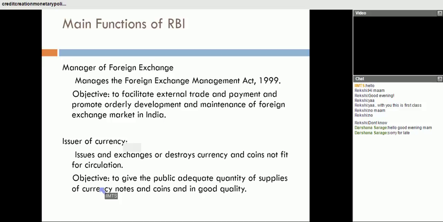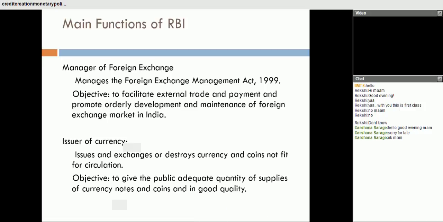So today we are discussing credit creation and the monetary policy of the banks. Credit creation is a very important function of the banking system. So what is the objective? To give the public an adequate quantity of supplies of currency notes and coins, and in good quality.